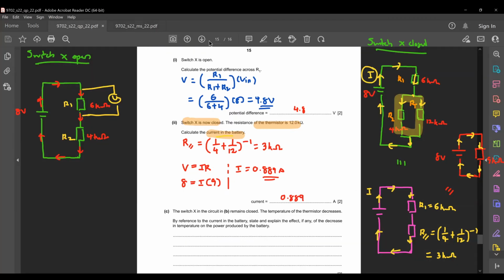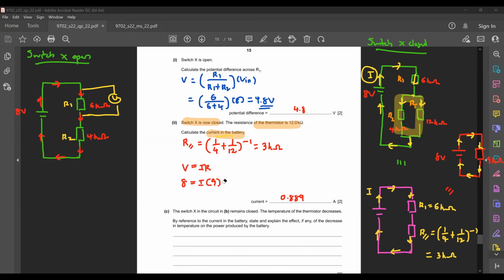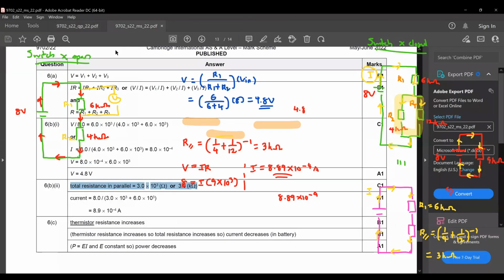I forgot one thing, sorry. I forgot the kilo ohms. You have 9 kilo ohms, so this one is 10 power 3. So your current is going to be 8 divided by 9 times 10 power 3. It's going to be 8.89 times 10 power minus 4 ampere. Let's see whether it's correct or not. Okay, so this is correct.